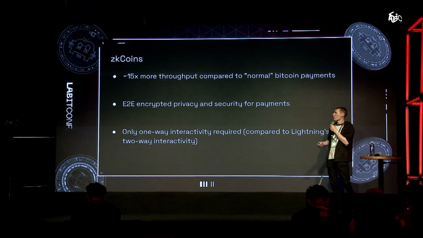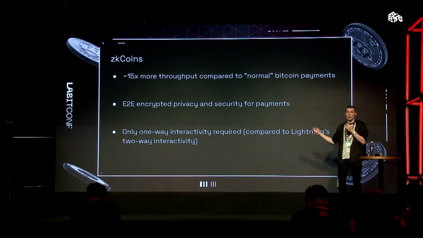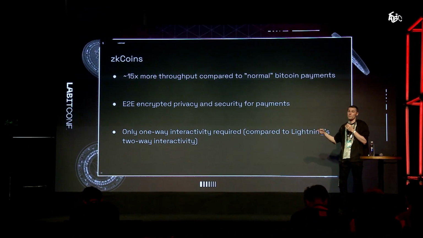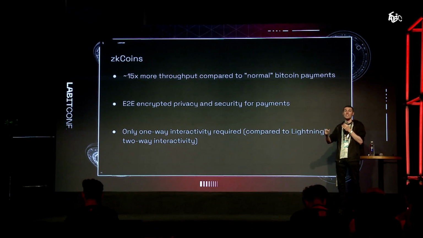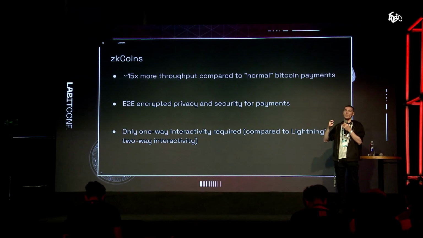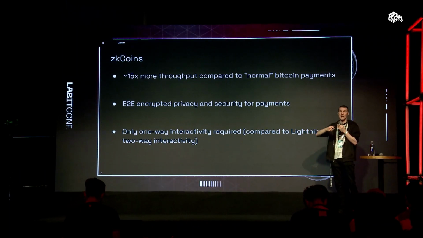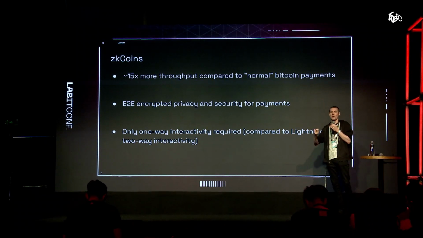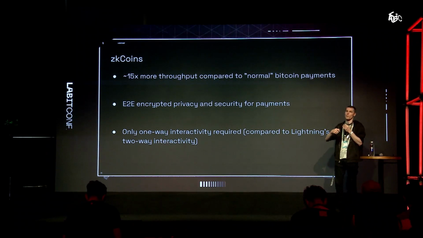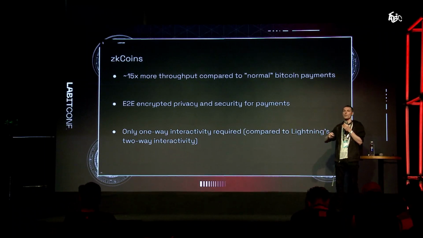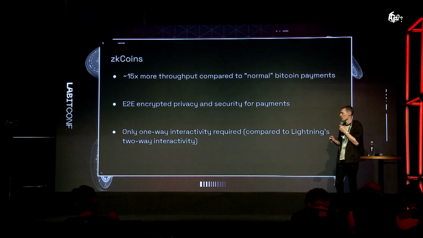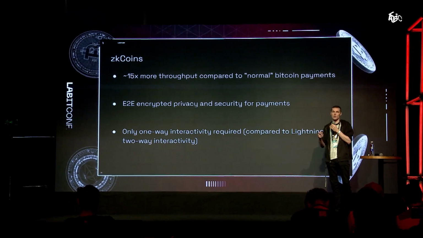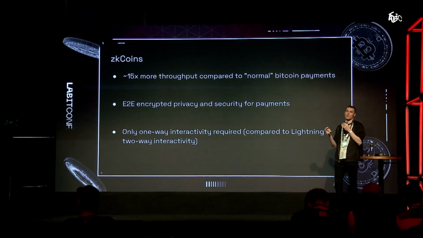And only one-way interactivity is required, compared to Lightning, which requires two-way interactivity. Basically, Alice can send Bob a payment even if he's offline, as long as she has somewhere she can send that transaction data and the zero-knowledge proof, and then Bob can download it when he comes back online. So maybe she puts it in his email inbox, or maybe she puts it in a cloud storage drive and sends him the link, however the application is built. But Bob doesn't necessarily need to be online at the same time as Alice, whereas with Lightning, both parties need to be online.